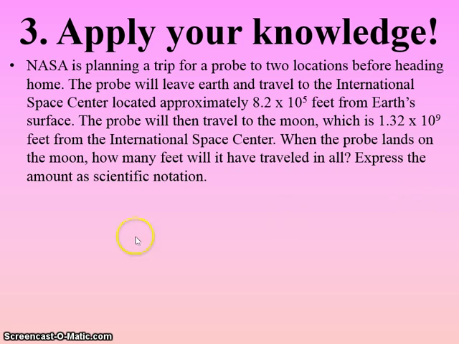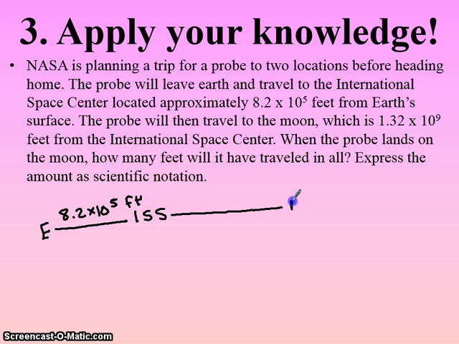All right, one more. NASA is planning a trip for a probe to 2 locations before heading home. The probe will leave Earth, okay, so here's Earth, and it's going to leave Earth and travel to the International Space Station, which is located 8.2 times 10 to the 5th feet from Earth. The probe will then travel to the moon, okay, so then it's going to leave there and go to the moon, which is 1.32 times 10 to the 9th power away from the International Space Center. When the probe lands on the moon, how many feet will it have traveled in all?